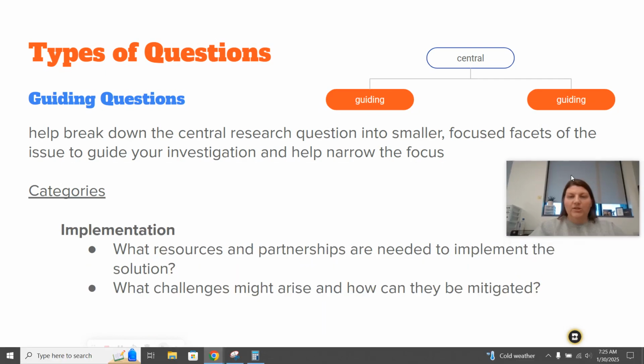And the last type of question is implementation questions. So once you've started getting ideas about solutions, what are you going to need to have in order for this to work? So how much money or manpower is needed? What kind of partnerships? So are there nonprofit organizations? Is this something that schools can help out with? Like what stakeholders are going to need to be involved in order for the solution to be implemented? And then what challenges might arise, like funding and staffing. What other problems might you run into with those resources that are needed?